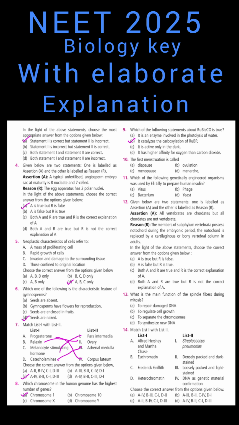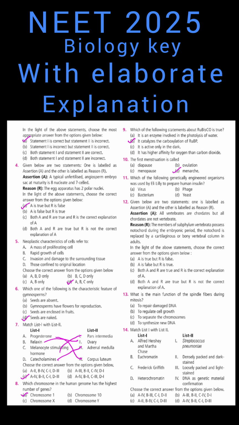Next, the first menstruation is called menarche. The first menstruation begins at puberty and is called menarche. The menstrual cycle ceases around 50 years of age in human females, and it is called menopause.